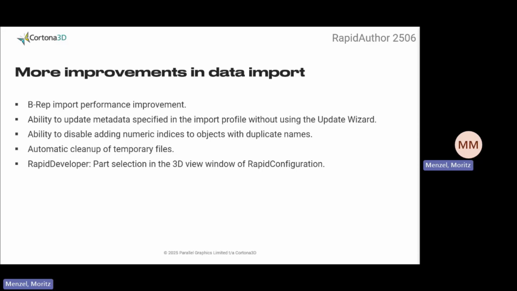And finally, here are a couple of additional features. We have improved the performance of BREP import. You now have the ability to update metadata specified in the import profile without using the update wizard. You can disable the addition of numeric indices to objects with duplicate names. We have added automatic cleanup of temporary files. And in Rapid Developer, you have a new part selection in the 3D view window of Rapid Configuration.